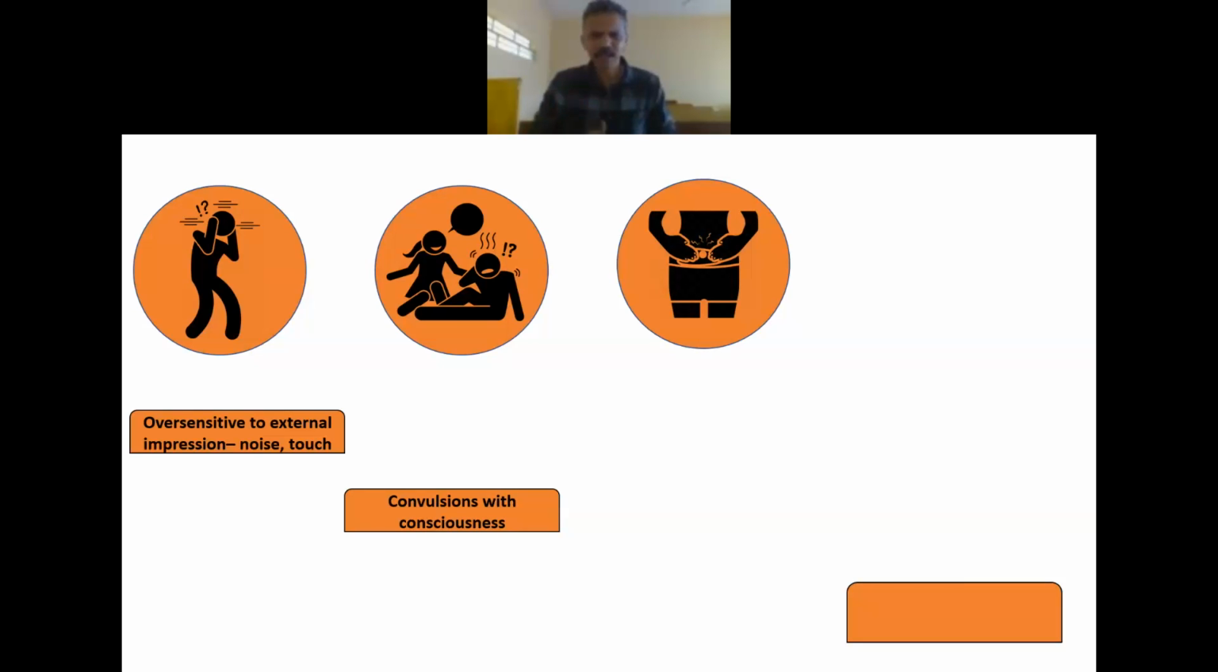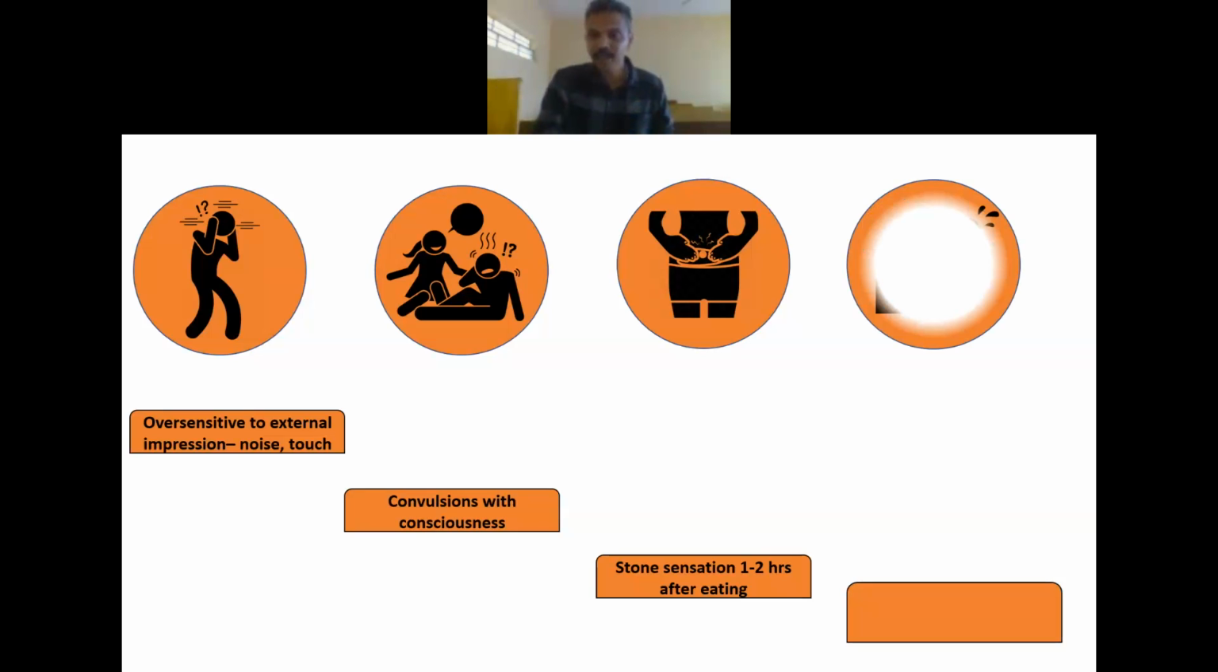The image shows somebody keeping a hand over his abdomen. So what I want you to realize here is this is a symptom in Nux vomica. 1 to 2 hours after eating, they feel a sensation of stone-like heaviness. How heavy is it? In the patient's language, he will tell you, doctor, I feel as if a stone is there in my abdomen. When do you feel that? I feel this 1 to 2 hours after eating. Okay, it's a subjective symptom. There will be no stone. It's a sensation. So that's the third characteristic symptom.